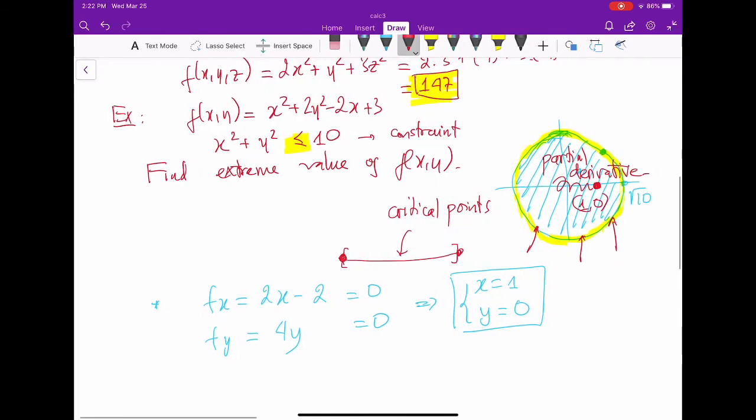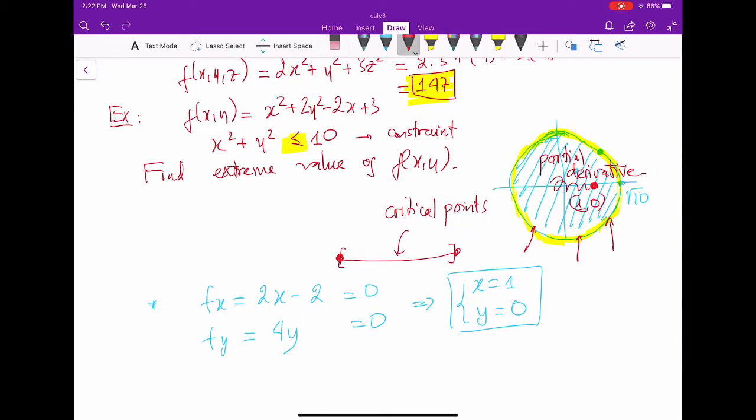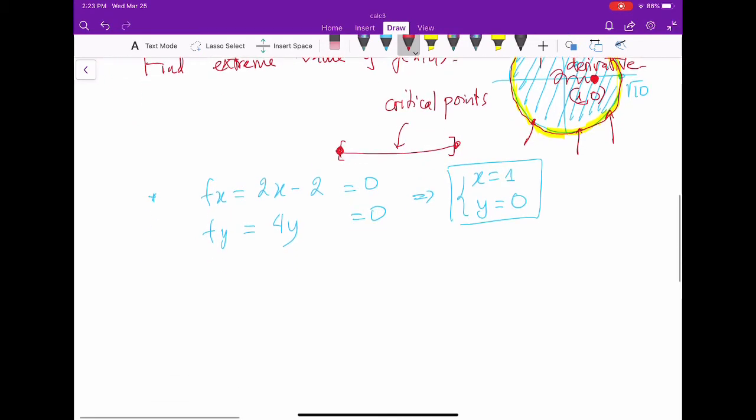So in order to find the global extrema of the function, we need to compare the function values at this critical point and the extreme values on the boundary. Okay, so we finished with the critical points. Now we need to use the Lagrange multiplier method to find the maximum and minimum values on the boundary.